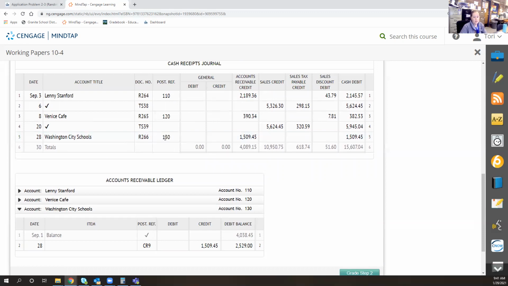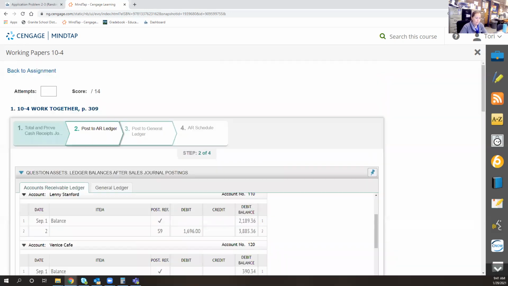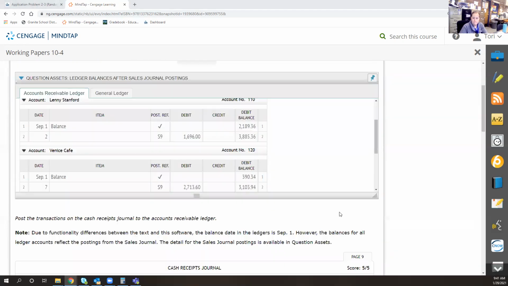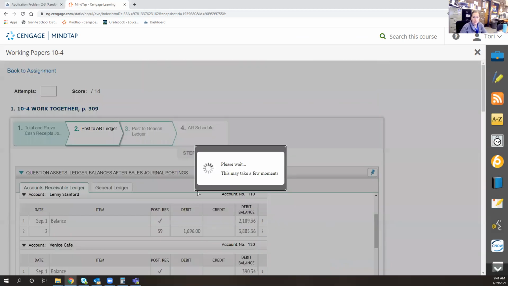Now, before you head to step 2, we need to make sure that we give these a check mark because they don't technically have their own special accounts receivable ledger. So that's why we give them check marks. Okay. Did everything there. Let's go to step 3.